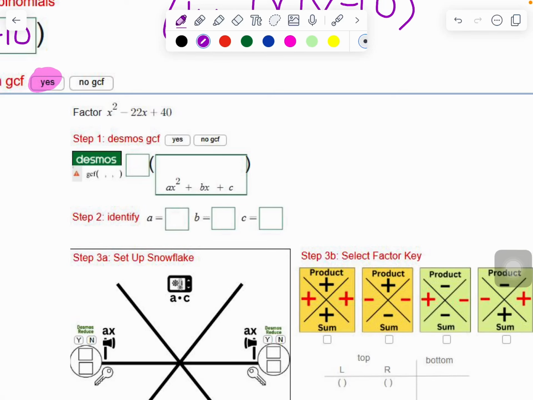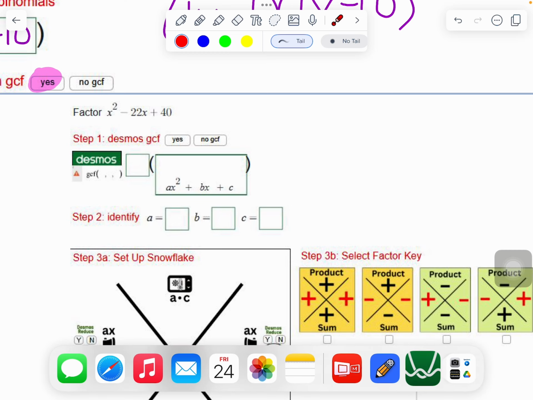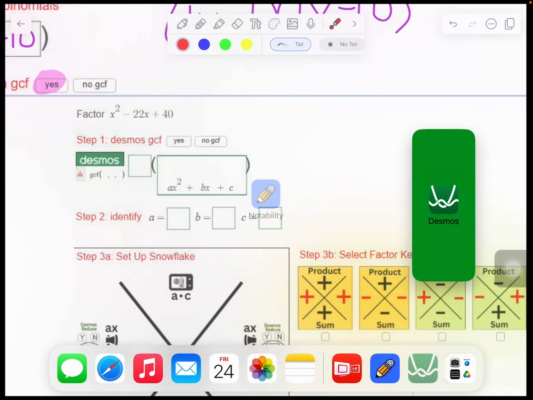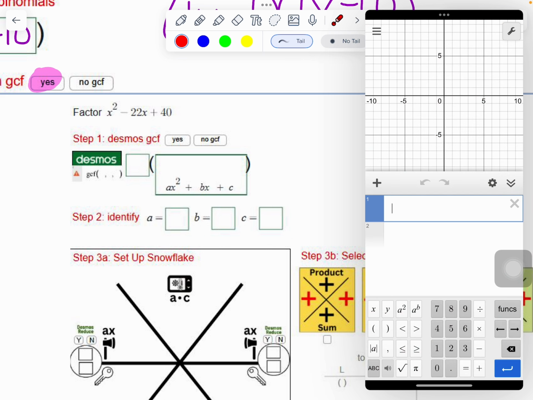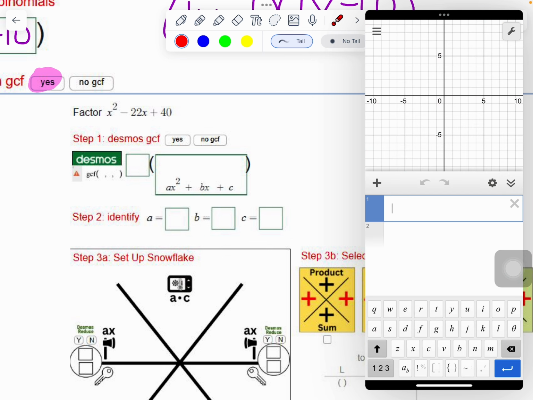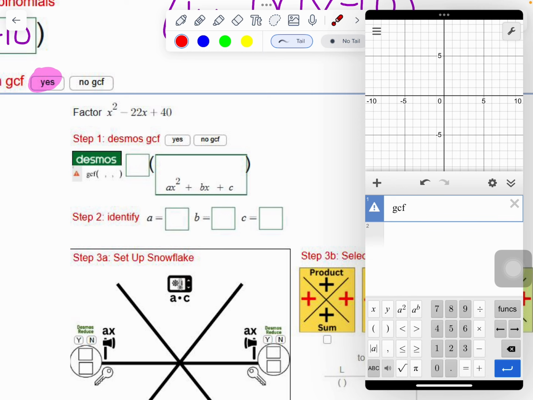We're going to do another problem. Step 1 says find the GCF. So we're using our Desmos. Let's pull it up and type GCF, parentheses, and we're going to put our 3 numbers in front.